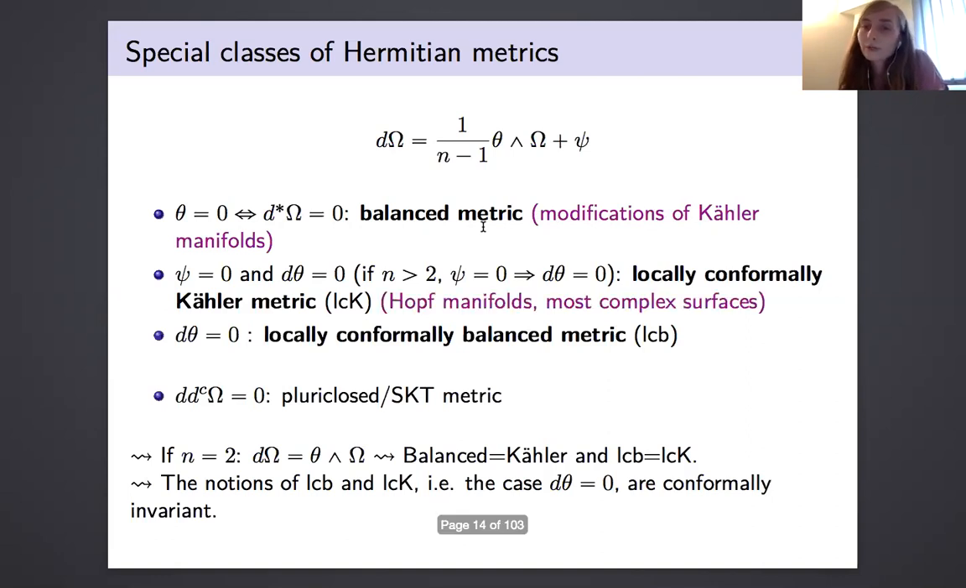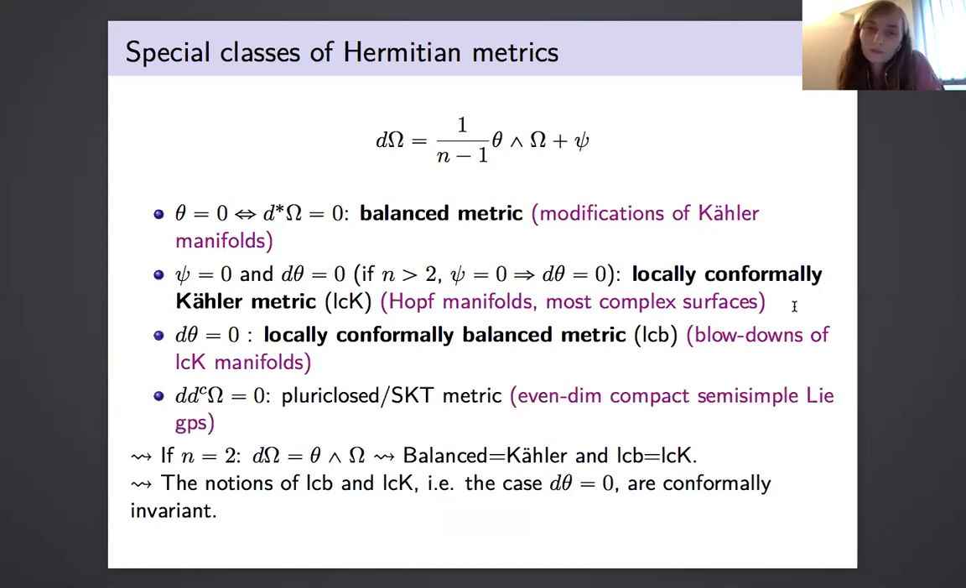For locally conformally Kähler metrics, Hopf manifolds admit such metrics, and in general, almost all complex surfaces, compact complex surfaces, admit locally conformally Kähler metrics. Locally conformally balanced, for example: blowdowns of locally conformally Kähler manifolds are locally conformally balanced. And finally, for pluriclosed metrics, all semi-simple compact Lie groups of even dimension admit pluriclosed metrics.